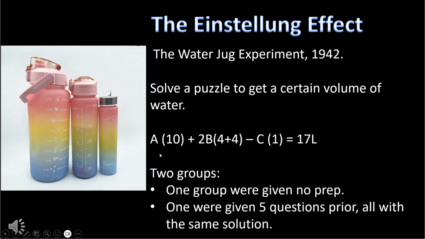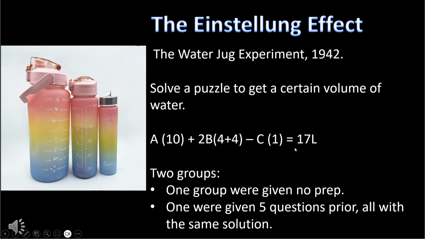When the second group of people did the same 5 questions as the first group, the first question could be answered with the same solution, A plus 2B minus C, and you'd get the correct answer. The second question could also be answered, A plus 2B minus C, but also had a much simpler, easier solution, which was just you could take 2A, and that would give you the same answer.